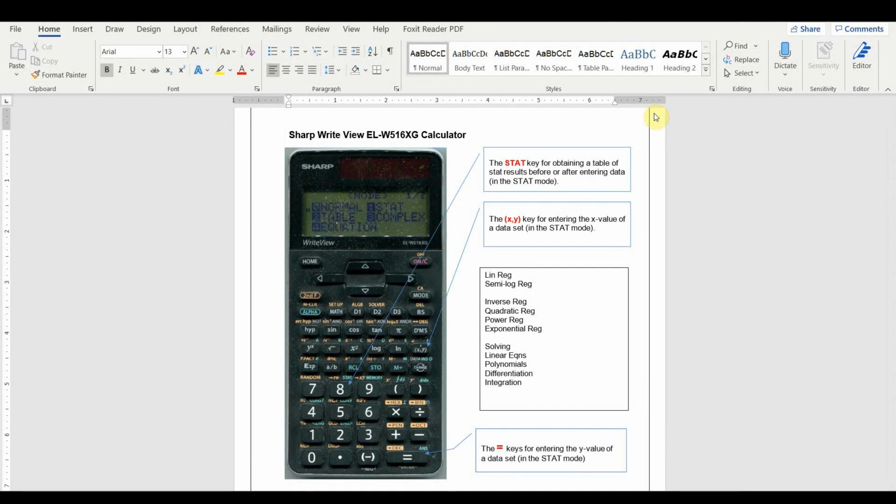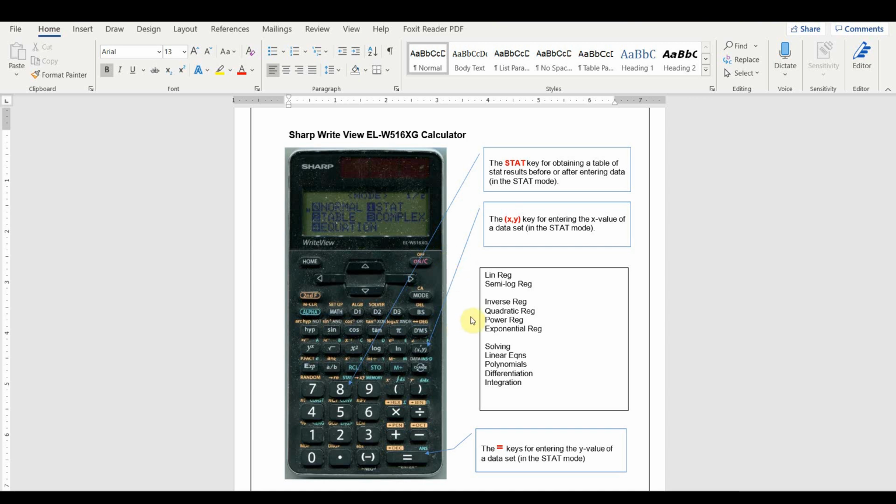This is the second of 2 lessons on using the Sharp scientific calculator for technical math. I'm using the Sharp ELW516XG calculator. The first lesson showed the regression of linear and semi-log data sets.